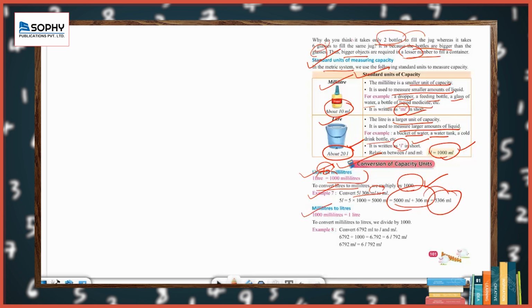Now milliliter to liter, it becomes 1000 milliliters equal to 1 liter. To convert milliliter to liter, we divide it by 1000. For example, when we convert it into liter and milliliter, we divide it by 1000, it becomes 6 liters 792 milliliter.